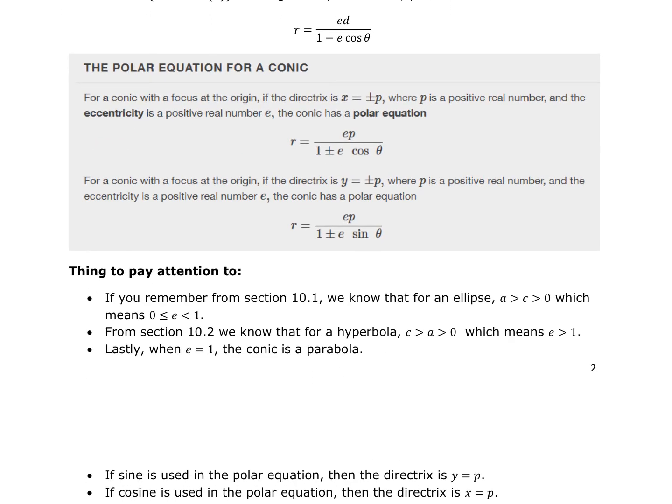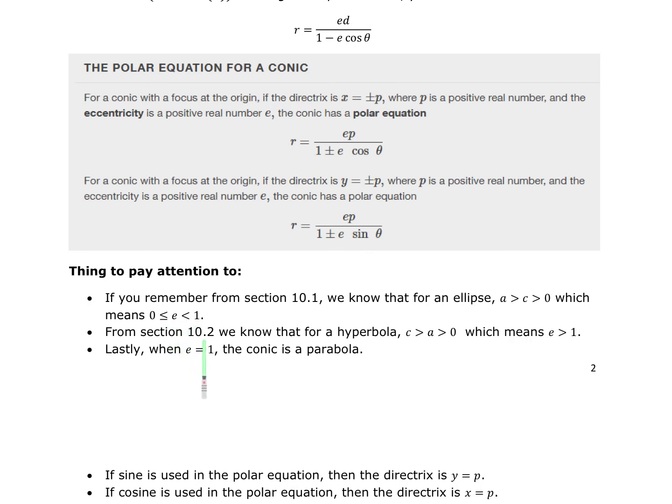Now we know from 10.1 that if my a value was bigger than c, we're in an ellipse, that means my eccentricity, that ratio, must be between 0 and 1. Now this a and c comes from how we define the ellipse, c being the distance from the center of the ellipse to the foci, a being the distance traveled on the major axis from the center to the vertex. And that gives us the fact that if we have an ellipse in this form, I can tell you it's an ellipse based on the fact the ratio is less than 1.